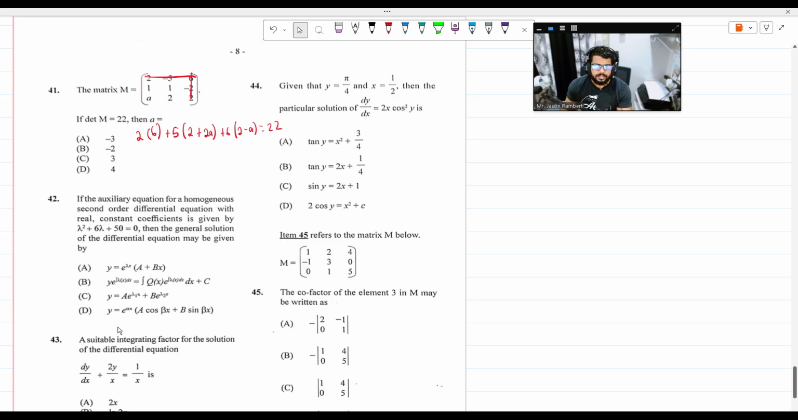So let me see what we could cancel out, right? 12 plus 10 is 22. So the 22 on this side cancels with the 22 on that side, and I remain with 10a plus 12 minus 6a is equal to 0. 10 take away 6 is 4a is equal to minus 12, and a is minus 3.